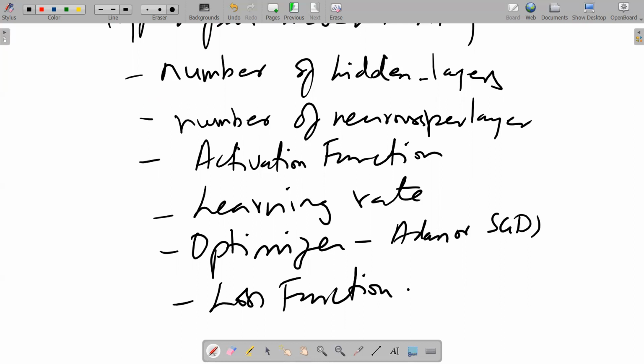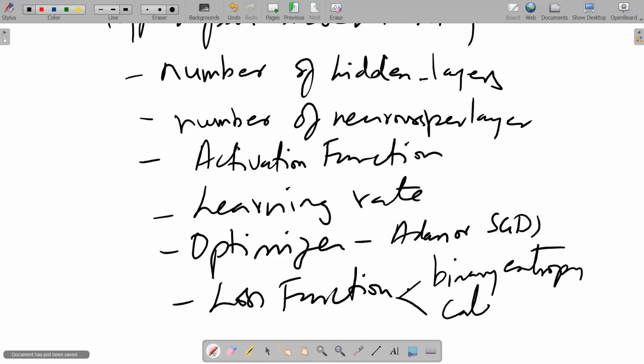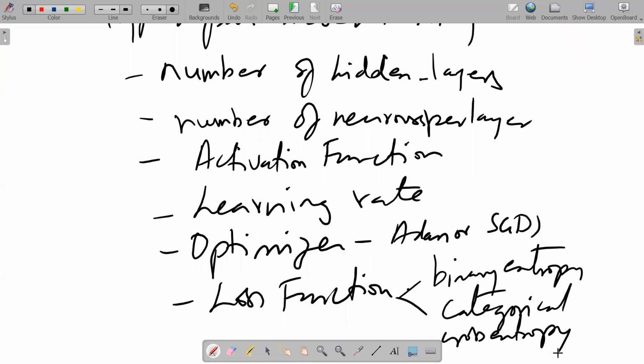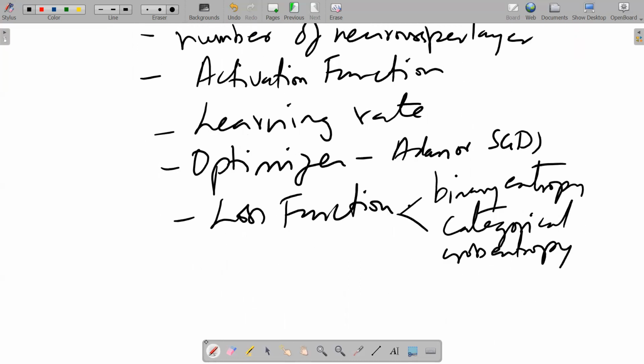Every algorithm has a loss function, right? OLS, ordinary least squares, maximum likelihood estimate, we try to minimize the loss function. So here also we have loss functions. Binary cross entropy, categorical cross entropy. We have many loss functions, but these two are commonly used. Binary for binary, categorical cross entropy for multinomial. So loss functions have to be defined.